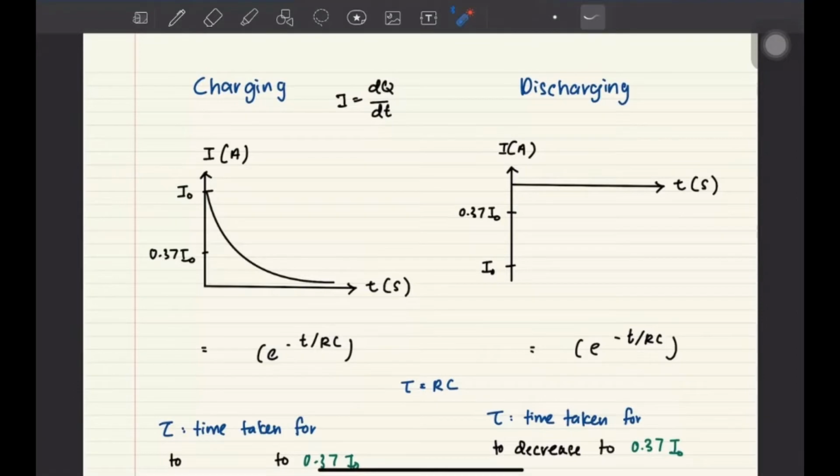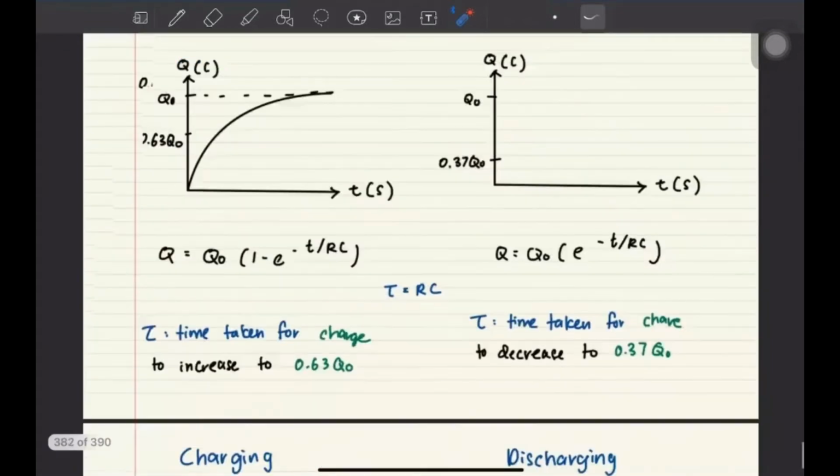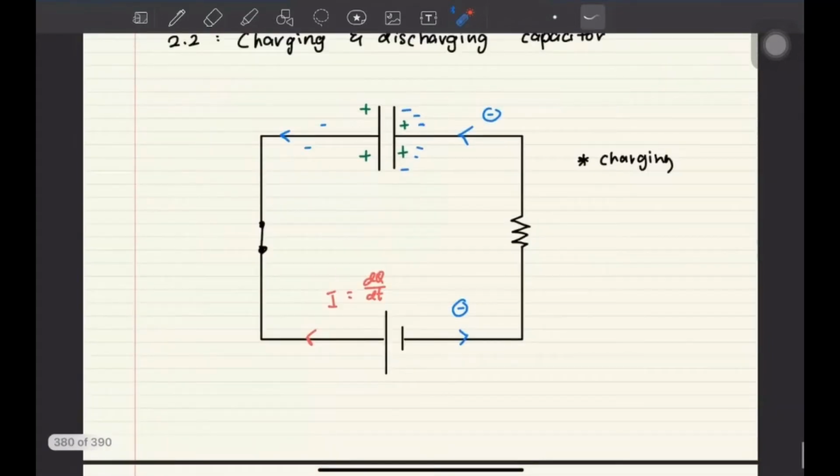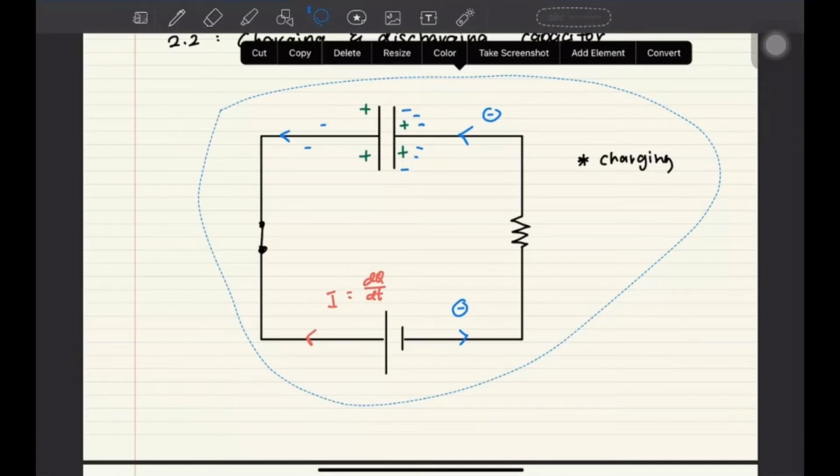Okay, so far can you follow? Yes, sir. Alright, good. Okay, that one is for the charging process. Now I want to talk about discharging. Okay, let's say I try to copy this diagram. Let's say over here.